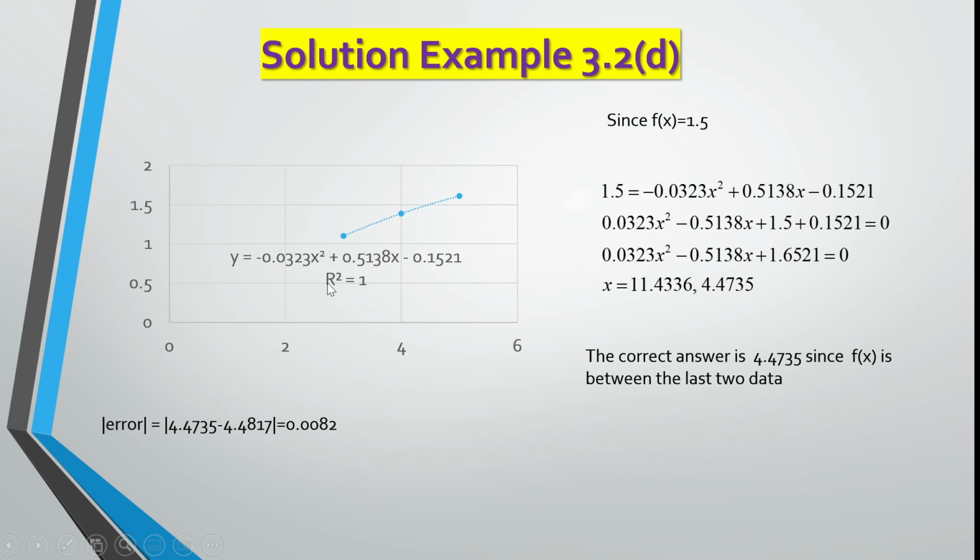R squared measures their relationship between x and y. The perfect value is 1. So what you obtain, you obtain the y here from Microsoft Excel, and then given y is 1.5, so you plug in 1.5. So collect the 1.5 together with your constant term, then you get your final quadratic equation.